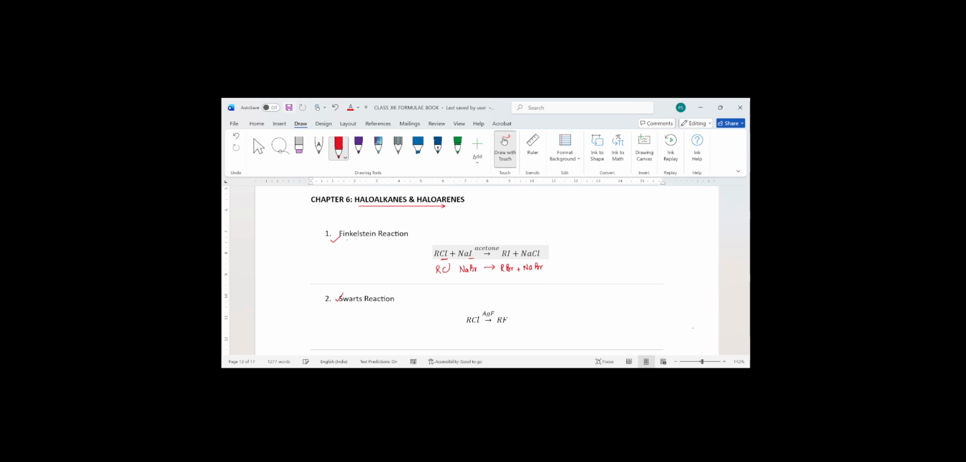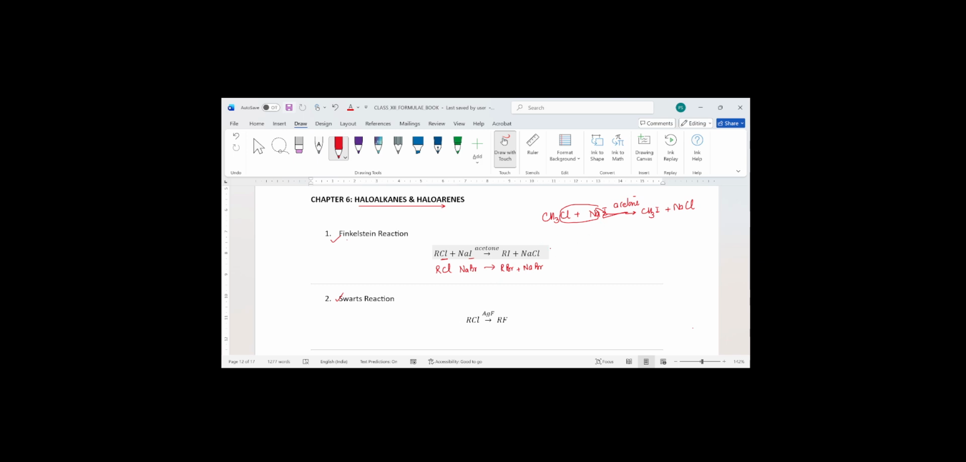So if you have taken CH3Cl and you want to replace this with sodium iodide, you want CH3I, right? So what you have to do is you have to take sodium iodide in presence of acetone. So this sodium will combine with chloride and you will get sodium chloride along with formation of CH3I, right?